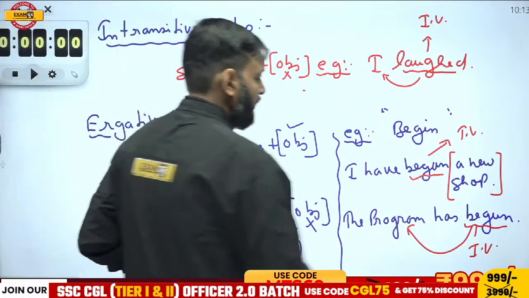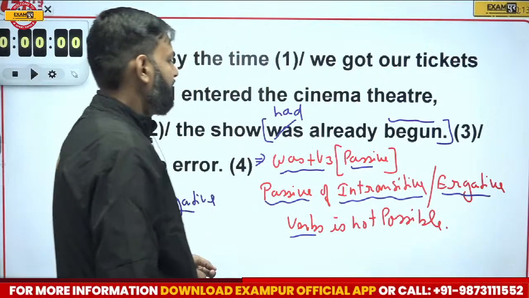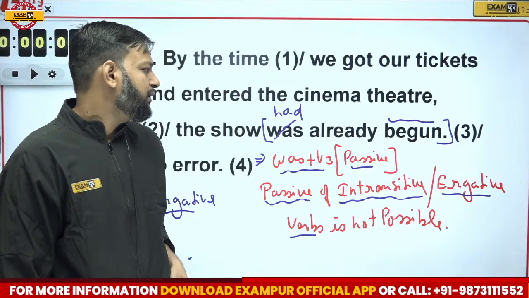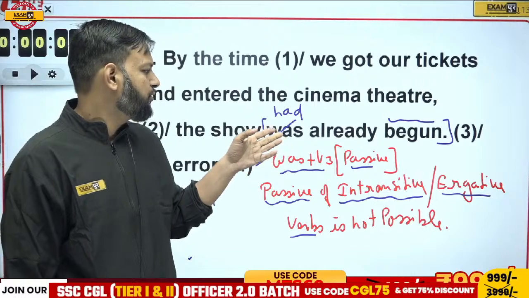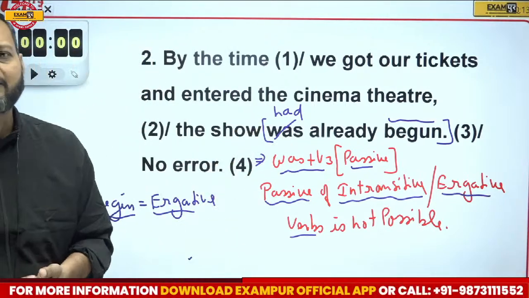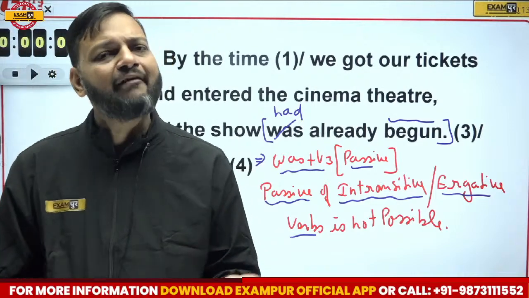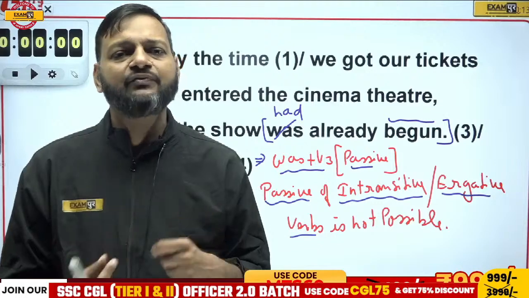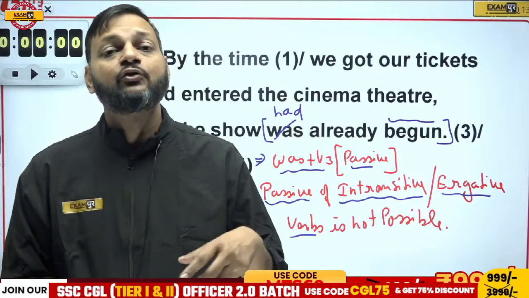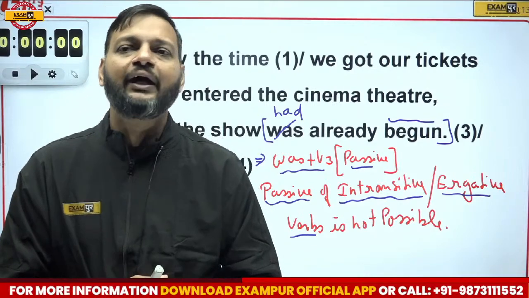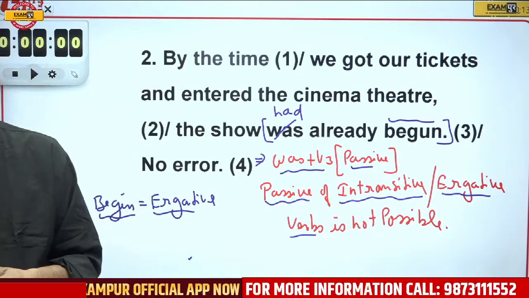Now, why do we use had in place of was? The simple reason, was is past tense. So if the sentence is in past, we have to keep it in past. So was is past. That's why we changed was into had. Clear?